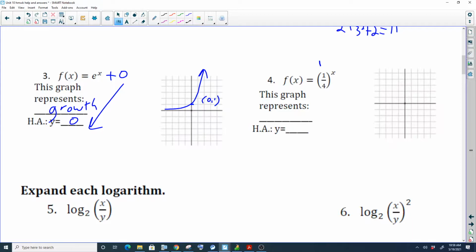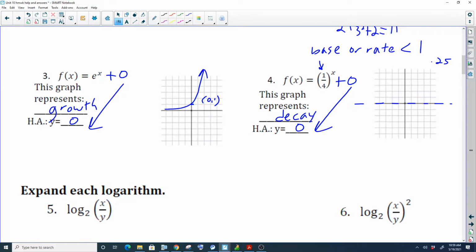So whenever you have a base, which is your rate, that is less than 1, like 1/4, which is 0.25, which is less than 1, then it's going to be decay. Don't forget that. It's going to be decay. So there is no horizontal asymptote. Well, there is. It's just at 0. And so this one's going to decay.